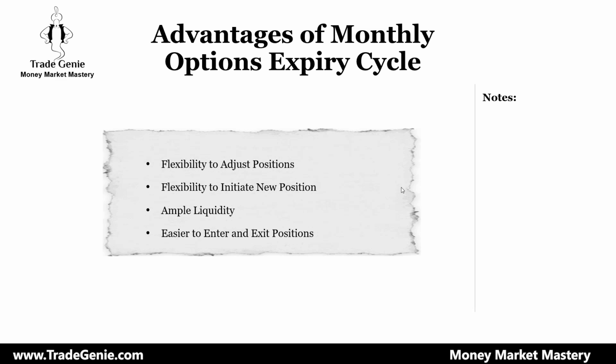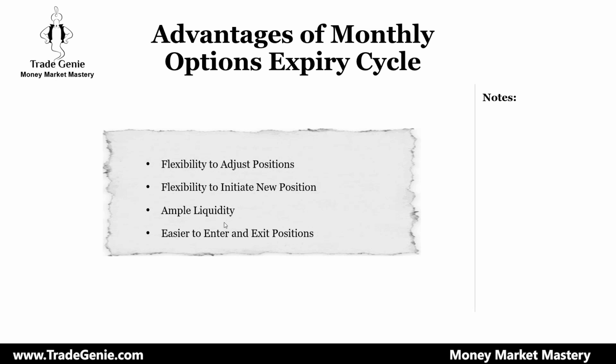So flexibility to adjust position, flexibility to initiate new position. If you have 5 positions already open in the month of September, then you say, okay, whenever I open a new position, I will not open it in September. I will open either in October, November, or December. I'll choose one of the months. So when you open the option chain, you say, oh, October is listed, or November is listed, or December is listed. So you can choose a different month.